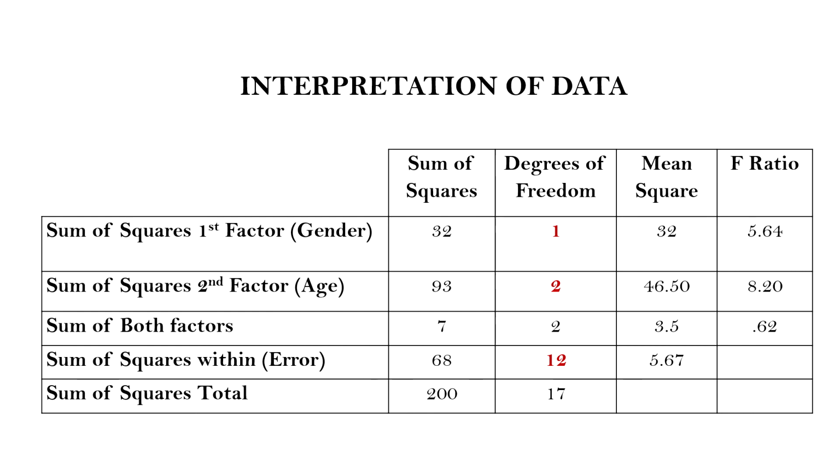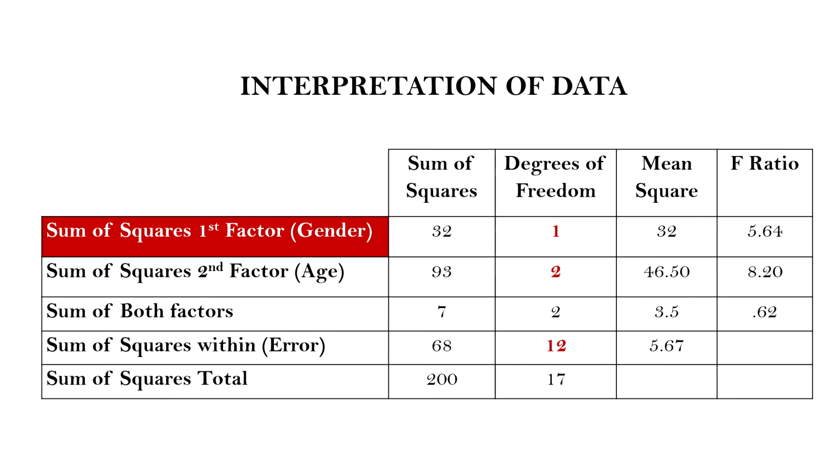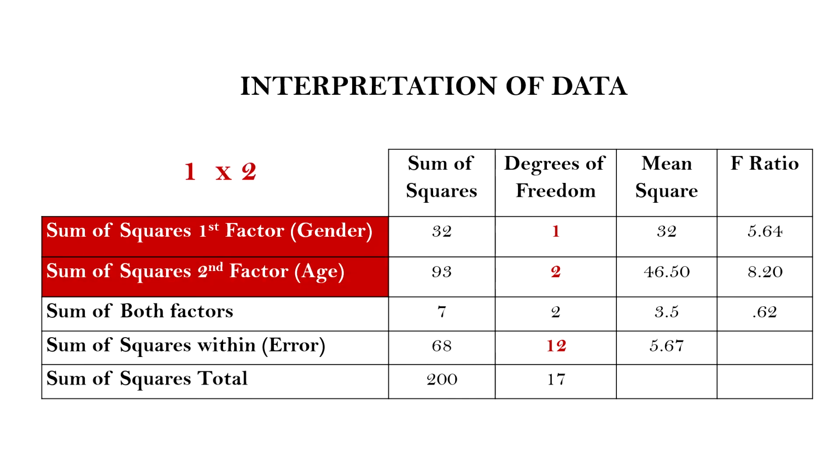Okay, now we have to go back to the sum of squares of both factors. As you can see, we have 2 factors, age and gender. If we combine age and gender, we will have a result of 2. But how? We multiply the degrees of freedom of gender, which is 1, by the degrees of freedom of age, which is 2, and we have the result of 2, the degrees of freedom of the sum of squares of both factors.